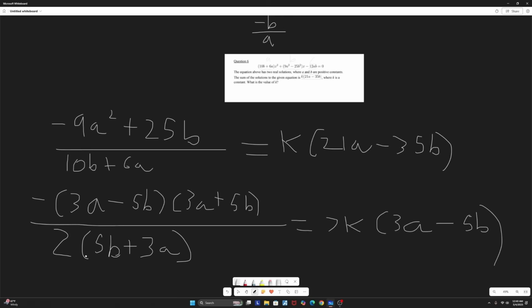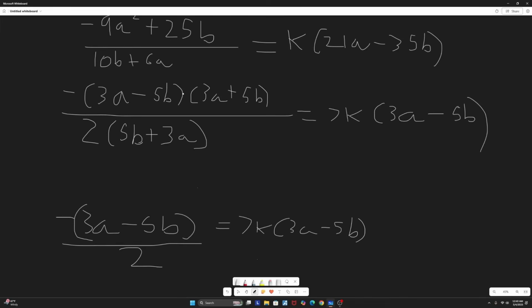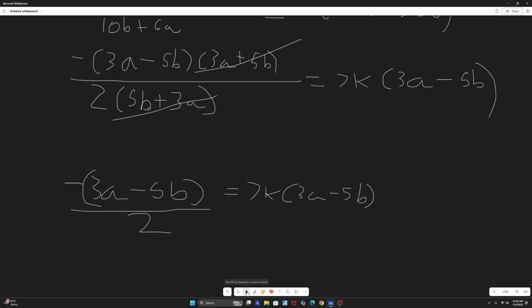And to do that, we need to cancel all these terms out. So once you cancel all these terms out, you get something like this. And to show you the process of what I did, I started off by canceling these out because they are inherently the same term. And now I'd be left with negative 3a minus 5b over 2 equals all this. So the next step is to multiply this side by 2. So get rid of the 2 in the denominator right here and make that 14k.